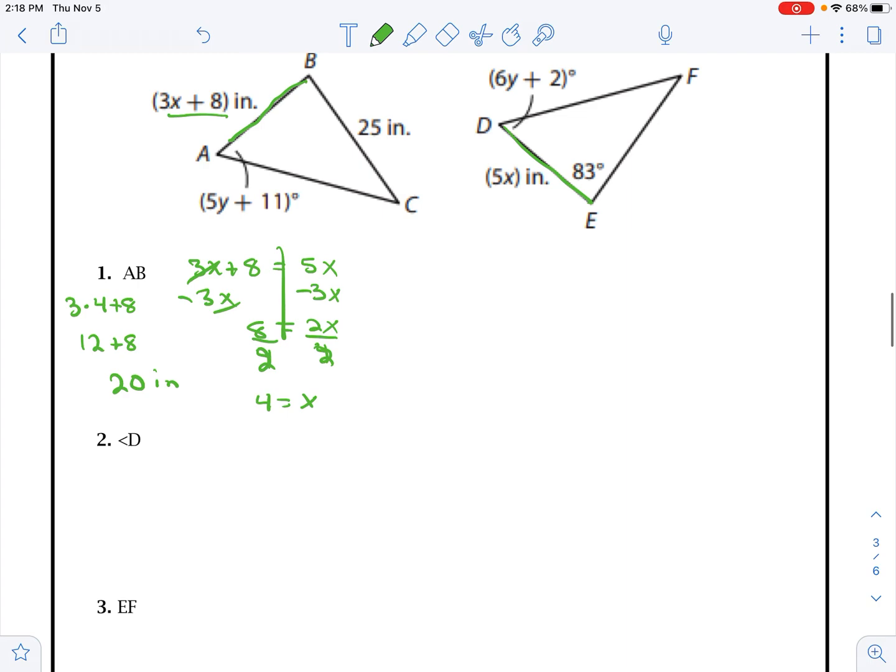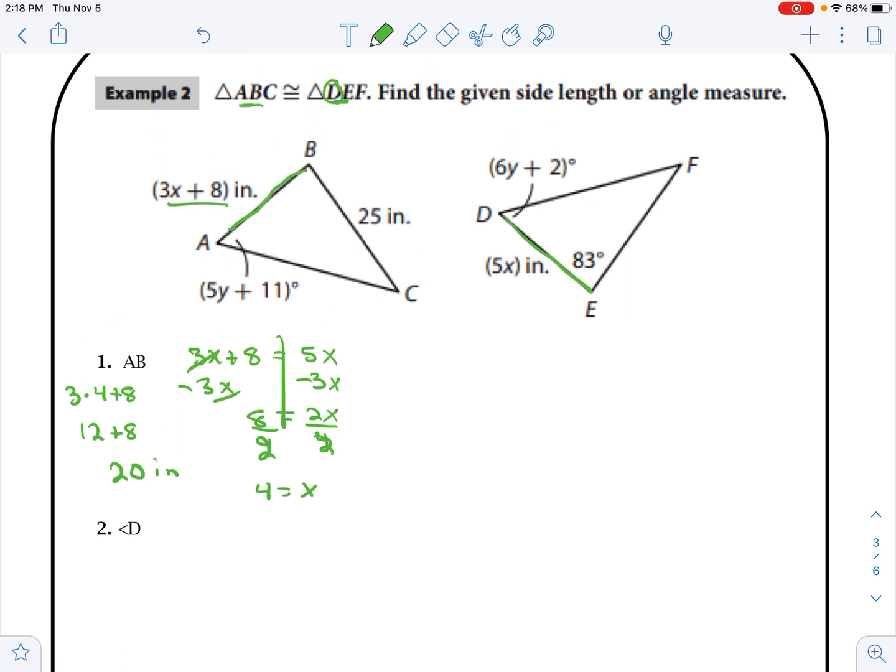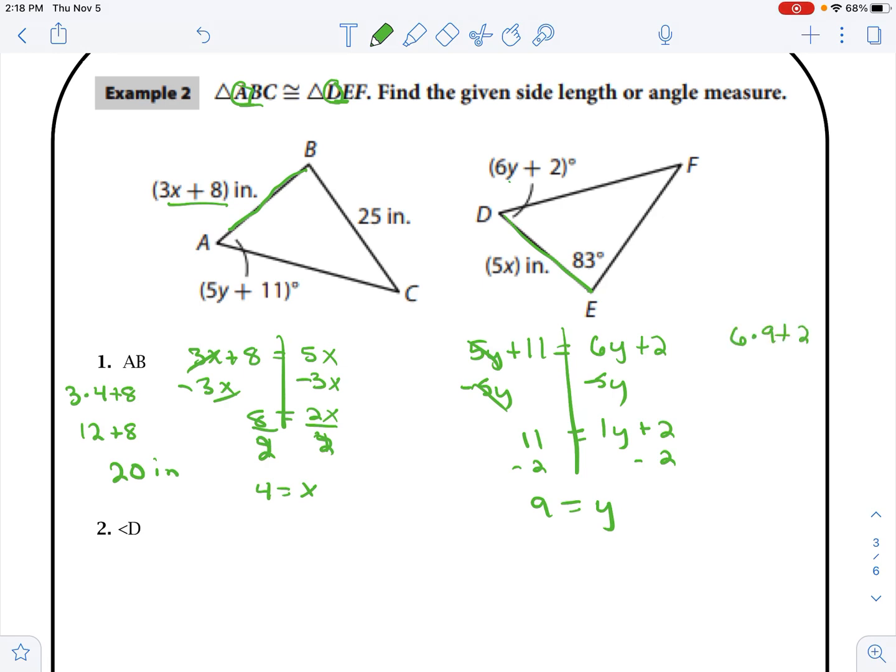Same thing with angle D. Angle D corresponds to angle A. I know A is 5y plus 11, and D is 6y plus 2. Now we solve for it. We subtract 5y, which cancels off, so 11 equals y plus 2. Subtract 2, and so 9 is equal to y. Again, that's not what we want to find out. We want to know the measure of angle D. So we go 6 times 9 plus 2. 6 times 9 is 54, plus 2 is 56. So that's 56 degrees.